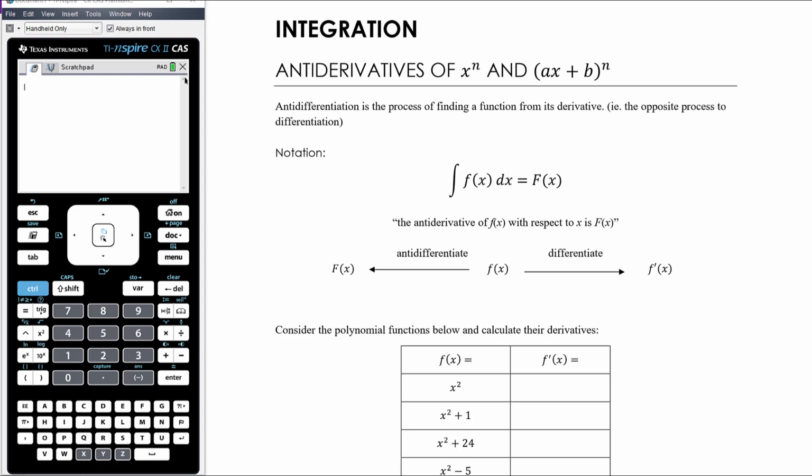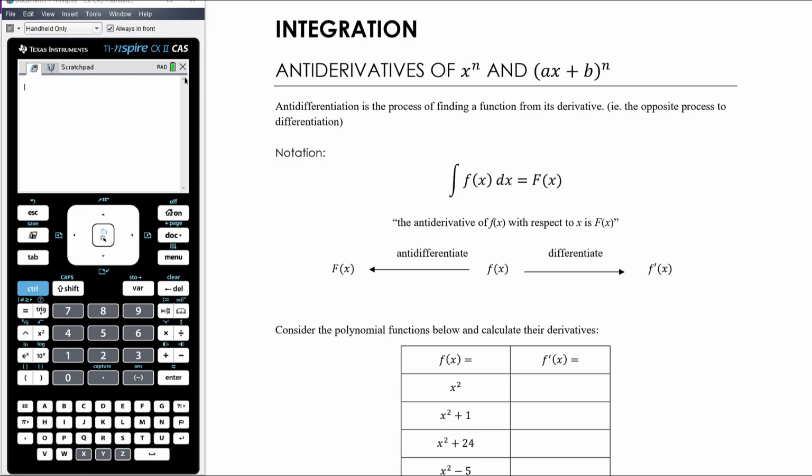So this is our notation for antiderivative. On the left-hand side here, we have the antiderivative or the integral of f of x with respect to x. In the same way when we differentiate y, we need to know what variable we're differentiating with respect to, dy dx, with respect to x. We also need to know when we're antidifferentiating what the variable is that we're integrating with respect to.